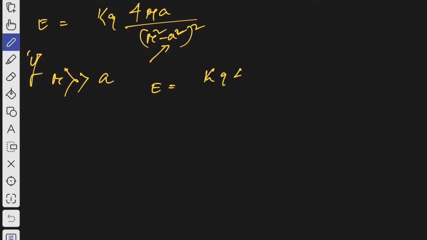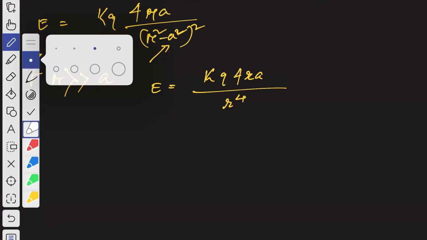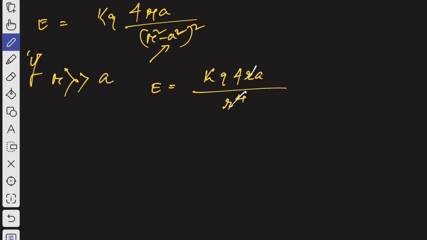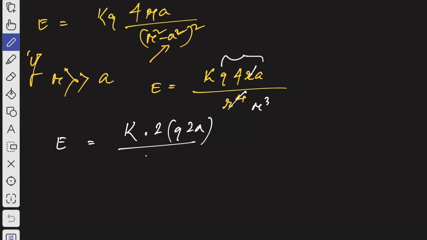Then we can write E is equal to k q 4 r a by r square minus a square. A square is neglected, so we will get r to the power 4 here. This r cancels, r cube is obtained. So now here E will be equal to this k, and we can write this part as 2 into q into twice a, right?